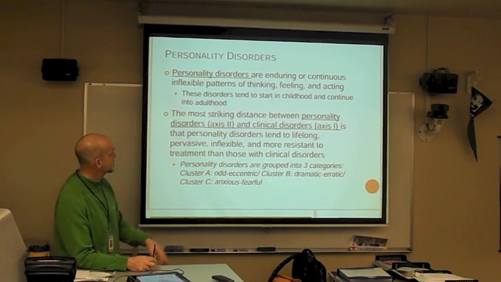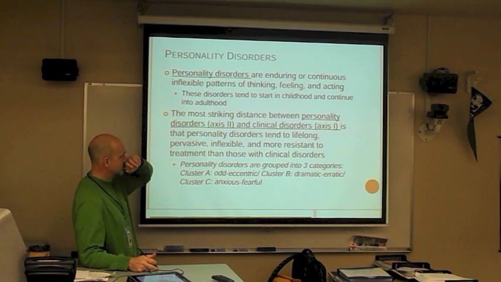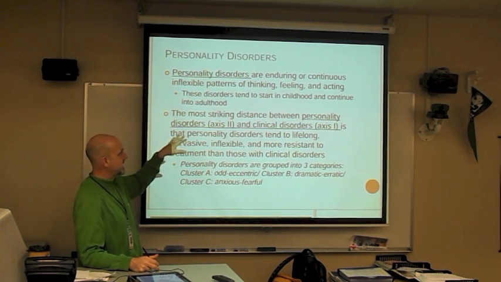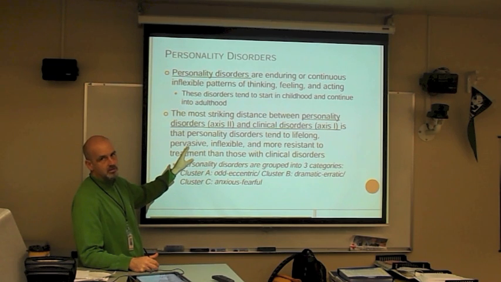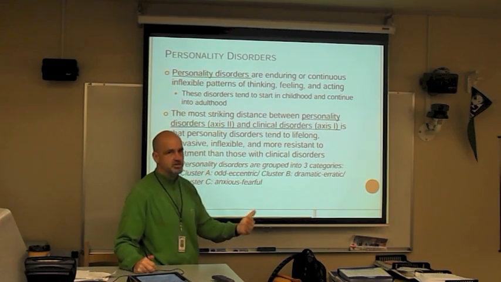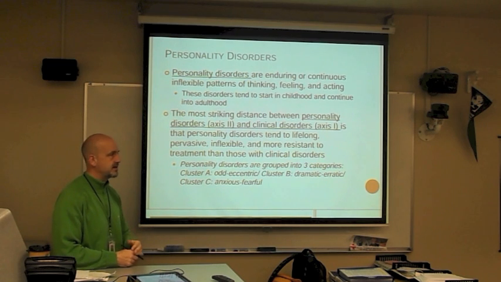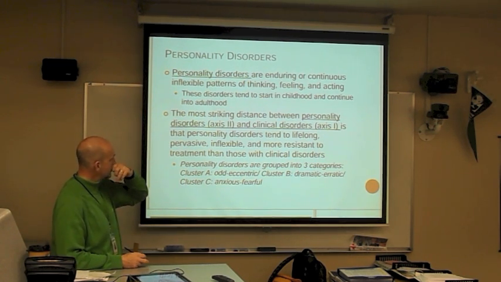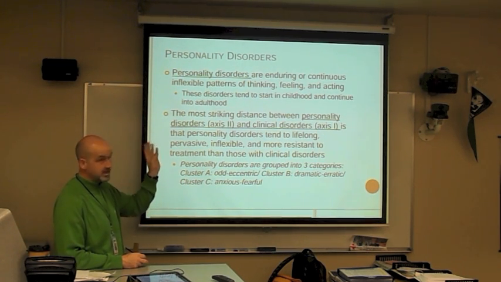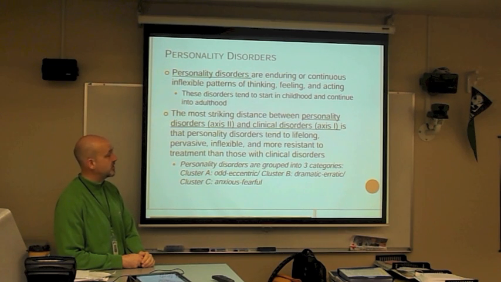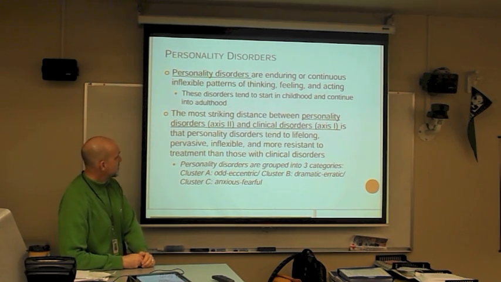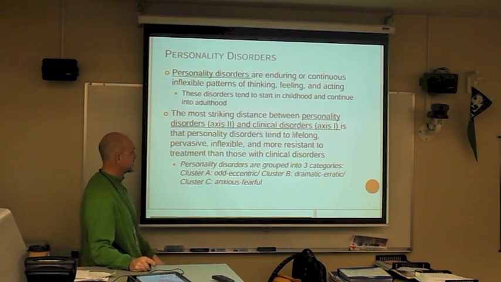All right, the last type of disorder we have to talk about is personality disorders. Now remember, personality disorders are on Axis 2 of the DSM. Personality disorders tend to be lifelong, whereas people that have major depression, dissociative disorders, schizophrenia, or anxiety tend to be tied to a specific time of their life. Now, these disorders tend to start in childhood and continue to develop into adulthood. The most striking distinction, like I said, is Axis 2.